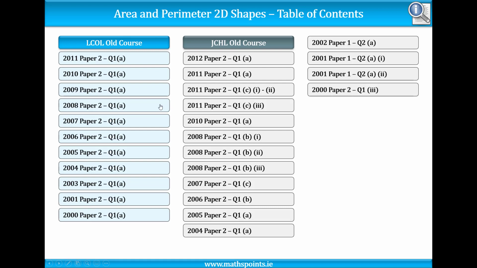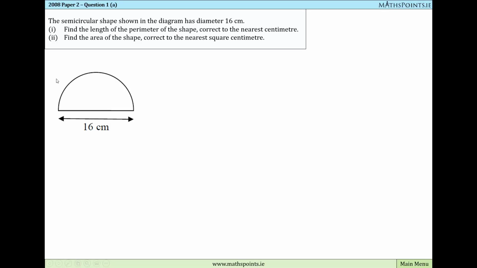So let's take a look at this area and perimeter question from the 2008 Leaving Cert Ordinary Level paper. We're given this semicircular shape that's enclosed and it has a diameter of 16. What we're asked to do is find the perimeter of this shape.